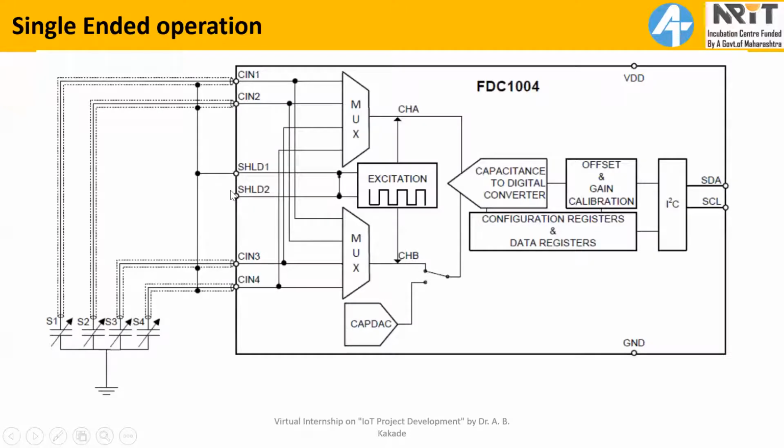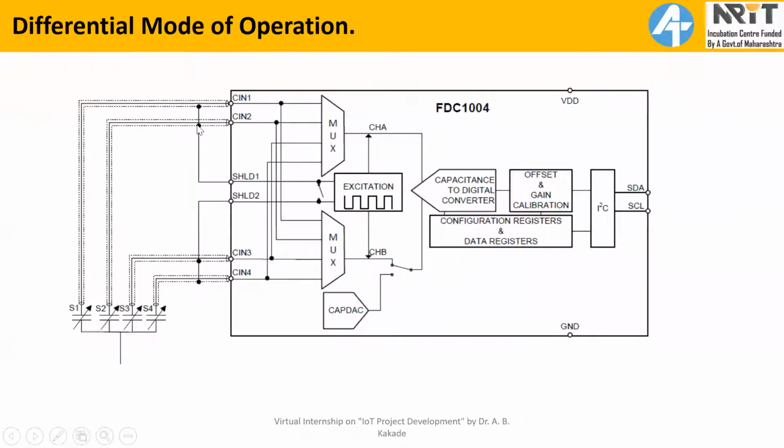The SHLD2 pin remains floating. But in differential mode operation, we can measure capacitance connected between two channels. That is, you connect a capacitive sensor in between Cin1 and Cin2, and the difference of that capacitance will be measured. So in differential mode operation, shield 1 must be connected to the shield of channel 1 and channel 2, and shield 2 must be connected to the shield of channel 3 and channel 4. So here we can connect only two sensors.